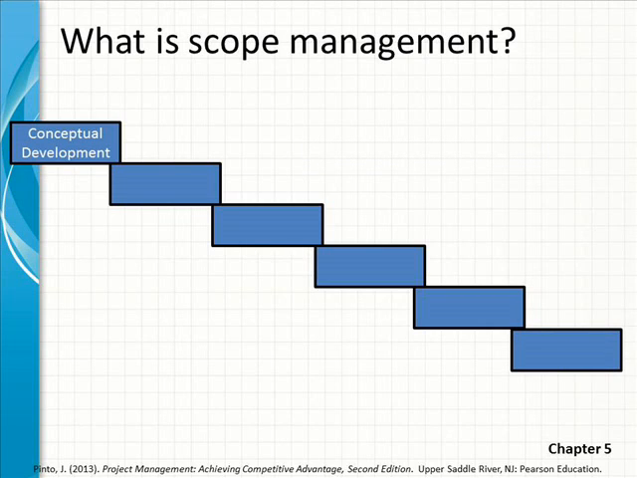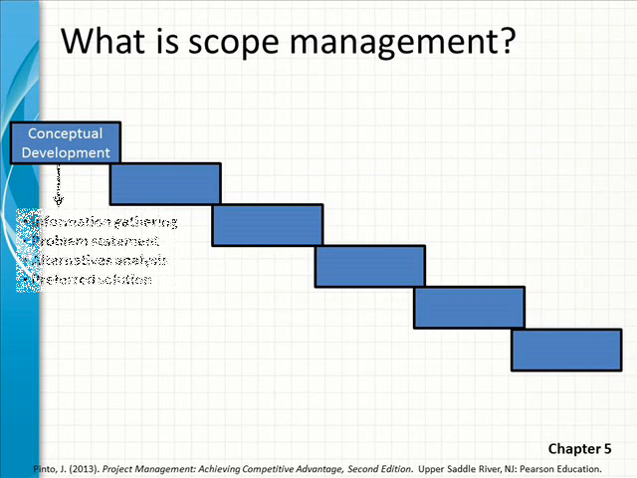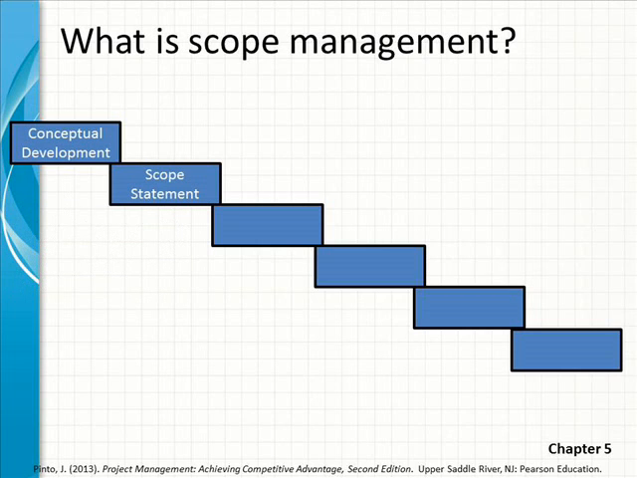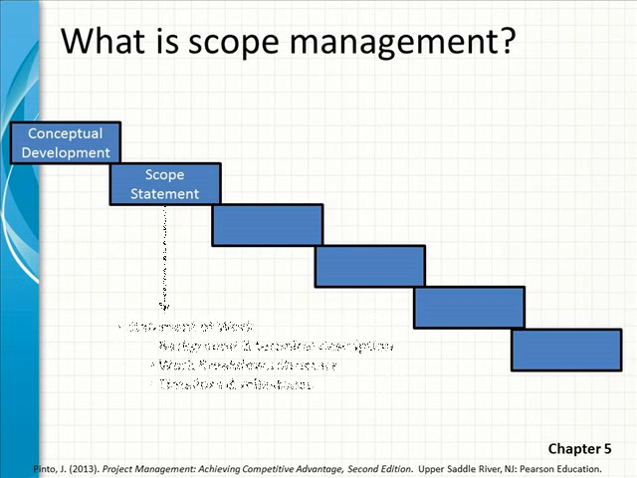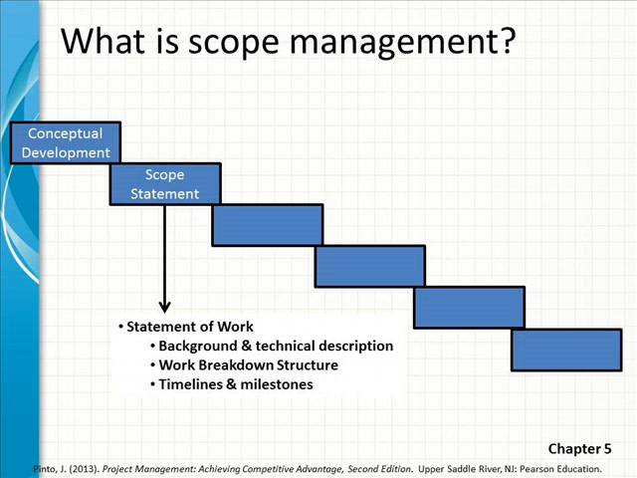And that first step is called conceptual development. In conceptual development, we're doing our information gathering, we're defining the problem statement, we're determining alternatives in our analysis, and finally selecting a preferred solution. Now the next step is to develop a scope statement. And that's a statement of work that contains the background and technical description, a work breakdown structure of what needs to be accomplished, in addition to the timelines and milestones that we'll have along the way.